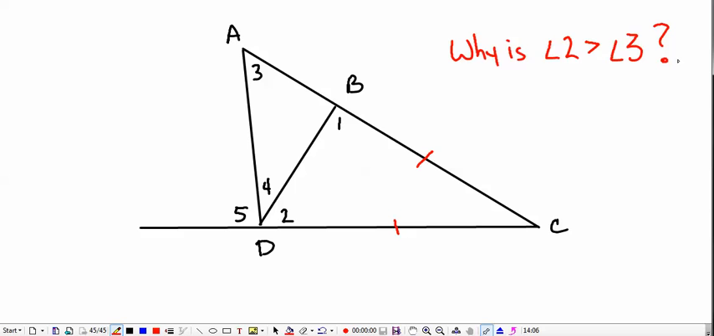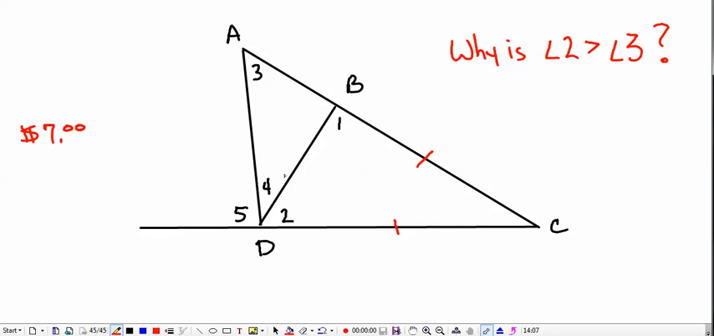Why is angle 2 greater than angle 3? How do you know angle 2 is greater than angle 3? Is angle 1 bigger than angle 3? Why? Is angle 1 an exterior angle to that triangle ABD? So isn't 1 bigger than 3? Is 1 bigger than 4? 1's bigger than 3 and 4, isn't it?